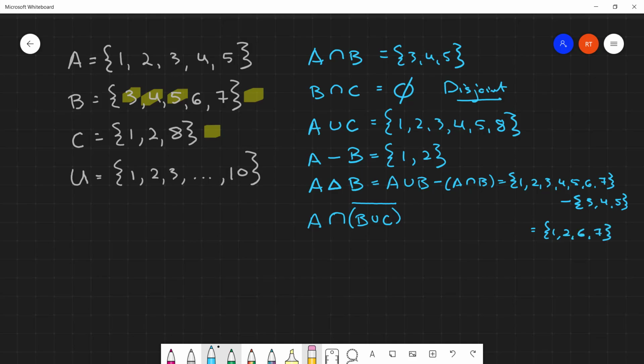Now for the last one, we build the set piece by piece using order of operations. B union C is the set 1, 2, 3, 4, 5, 6, 7, 8. The complement of this is everything in the universe set that isn't in B union C. So that's 9, 10. Then A intersect with this set is empty, since those two sets have no elements in common.